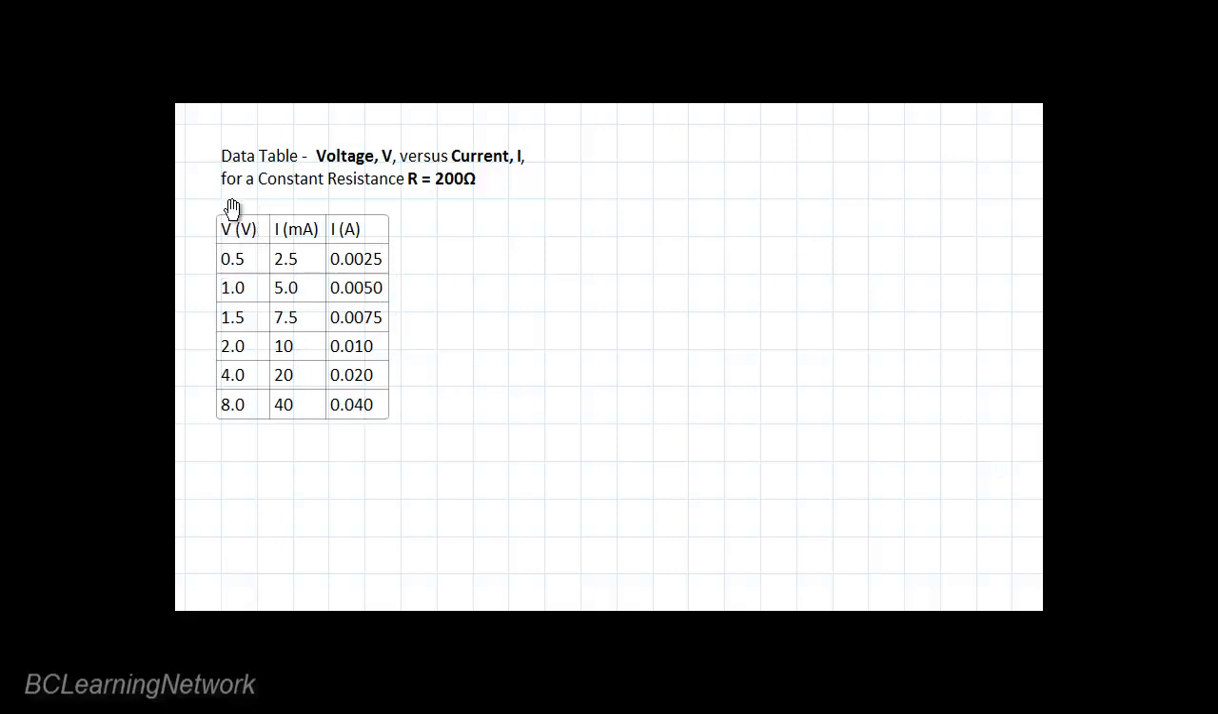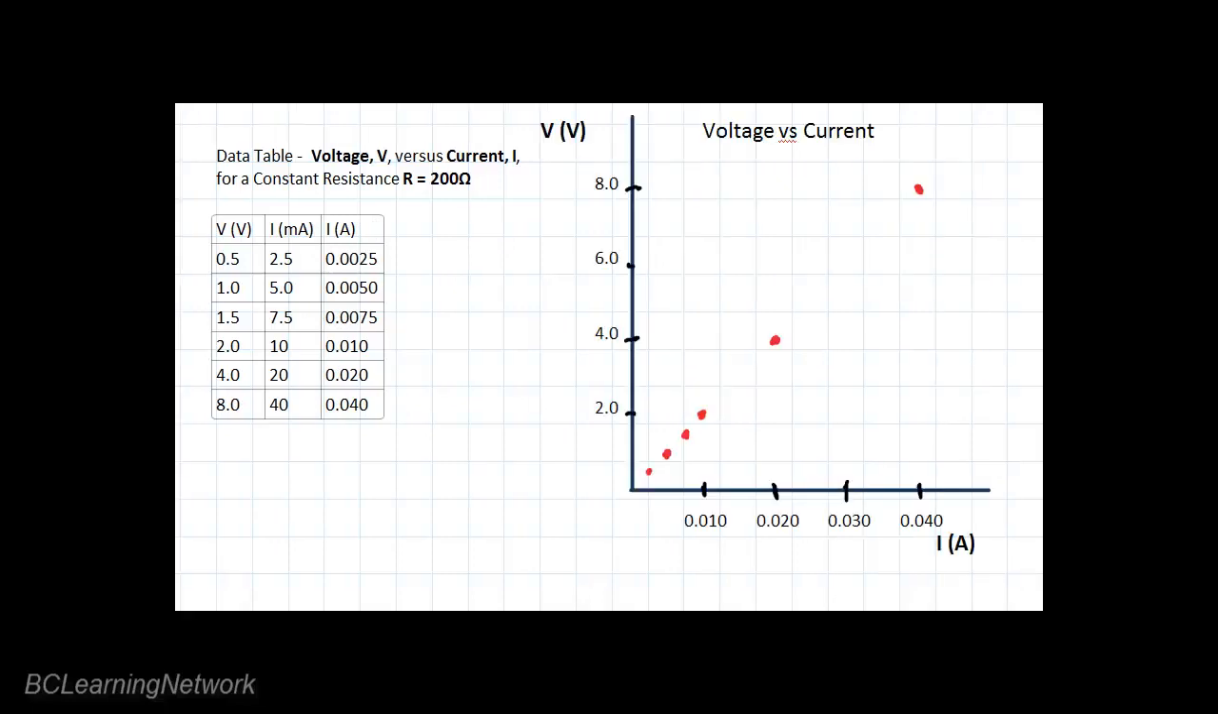Now I'm going to make a graph where V is on the y-axis and current in amps is on the x-axis. It'll be a very simple relationship and we'll plot the data. It will look as follows. So we see that when we plot voltage versus current in amps, I get a direct relationship. You see my dots line up in a nice straight line that passes through the origin.